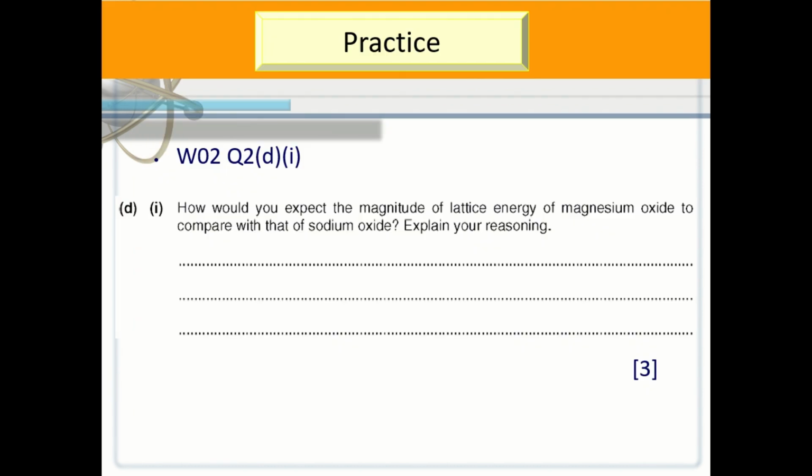We will now look at what type of questions can be asked in the exam about lattice energy. The questions will usually ask you to compare the magnitude of lattice energy of 2 different ionic compounds. You are asked to compare the magnitude of lattice energy of magnesium oxide to that of sodium oxide. When you are asked to make a comparison, write down their formulas and identify the cations and anions in both the compounds.